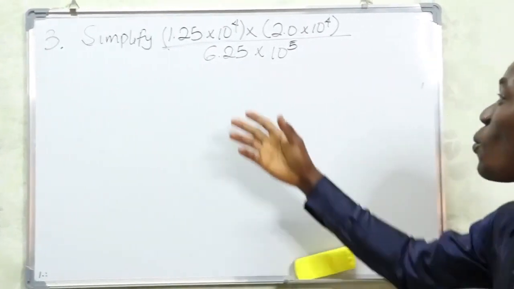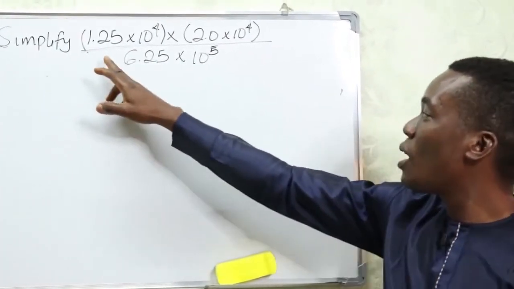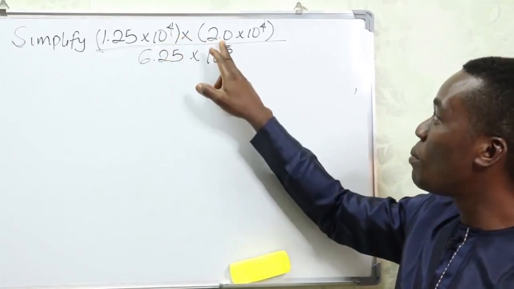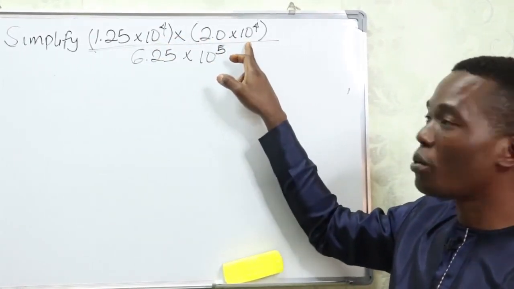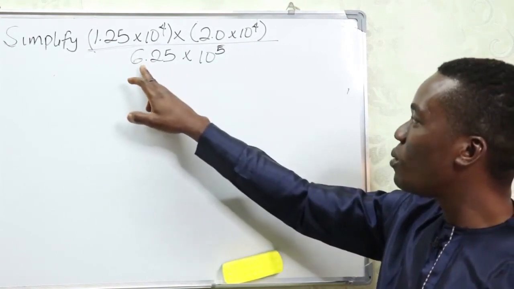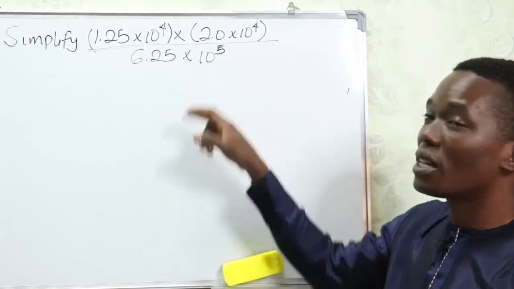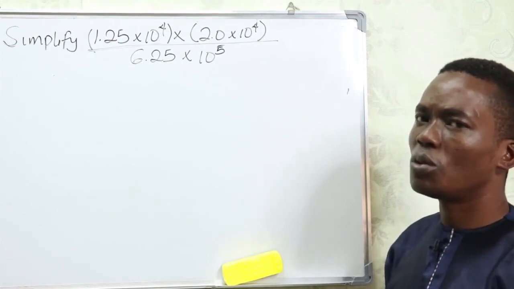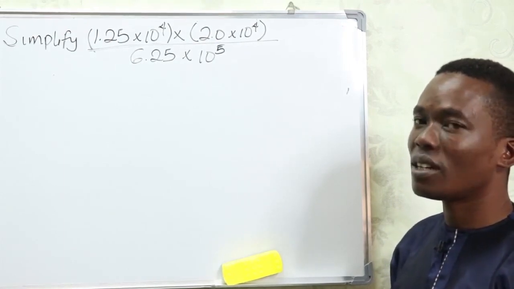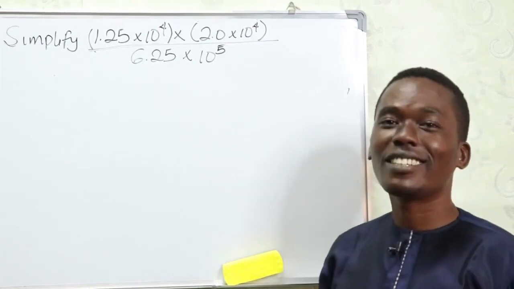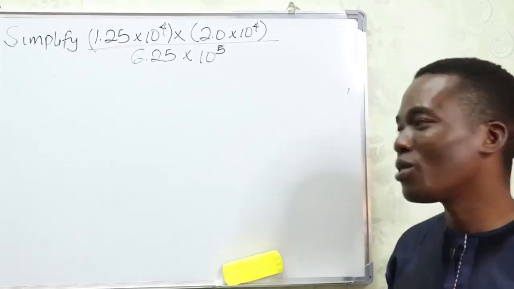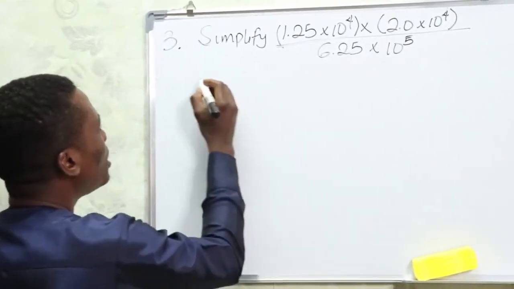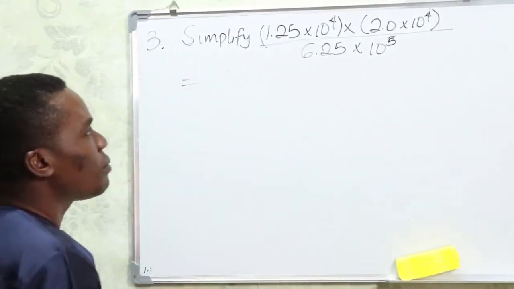The final sample question is: simplify 1.25 times 10 raised to power 4 multiplied by 2.0 times 10 raised to power 4, over 6.25 times 10 raised to power 5. Definitely, what they want you to do is to reduce this to the simplest term and express your answer in standard form. Now, let's solve this together. We are given these values. All you need to do is to simplify.